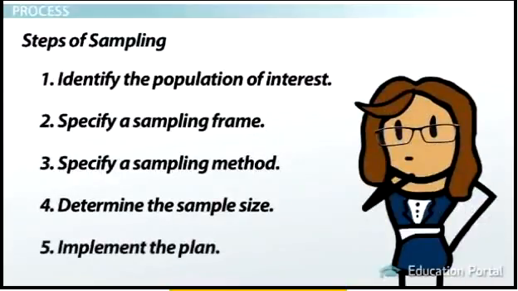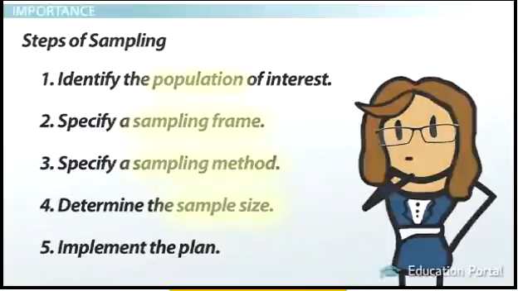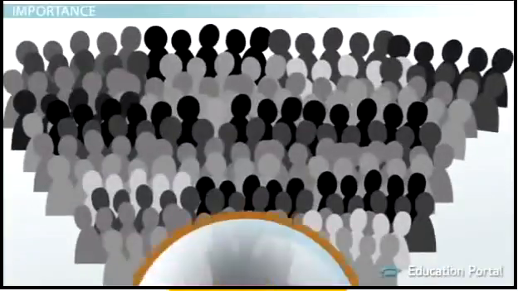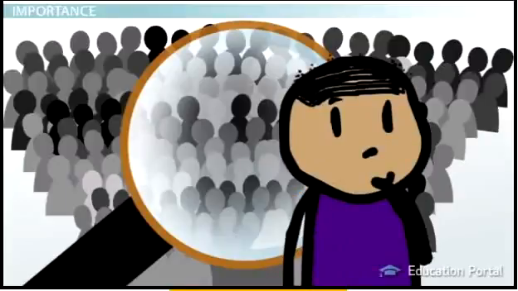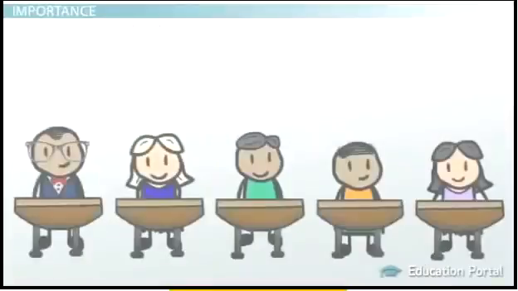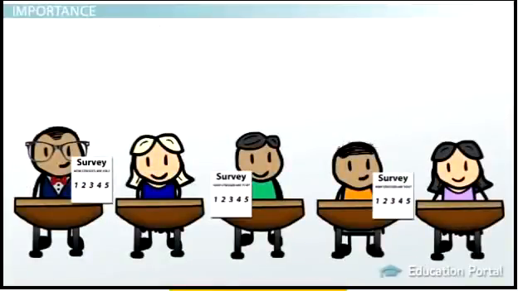Number 5, implement the plan. Once you know your population, sampling frame, sampling method, and sample size, you can use all that information to choose your sample. As you can see, choosing a sample is a complicated process. You might be wondering why it has to be that complicated. Why bother going through all those steps? Why not just go to a class and pull some students out and have them fill out the survey? Why is sampling so important to research?